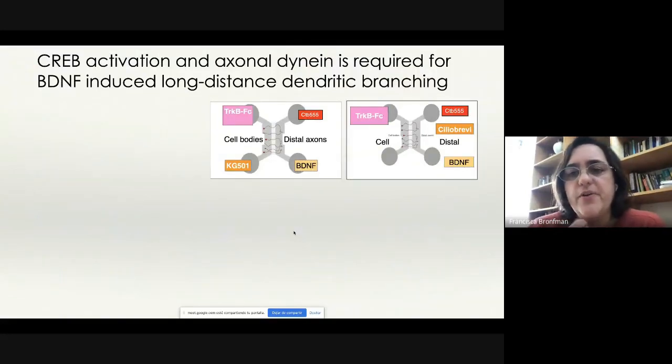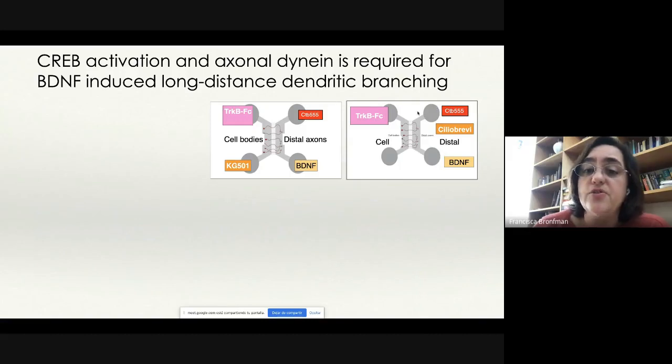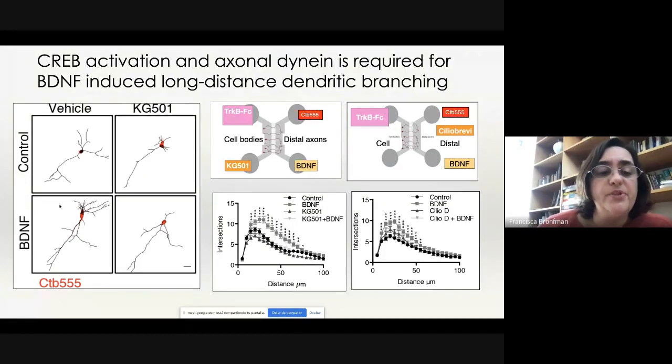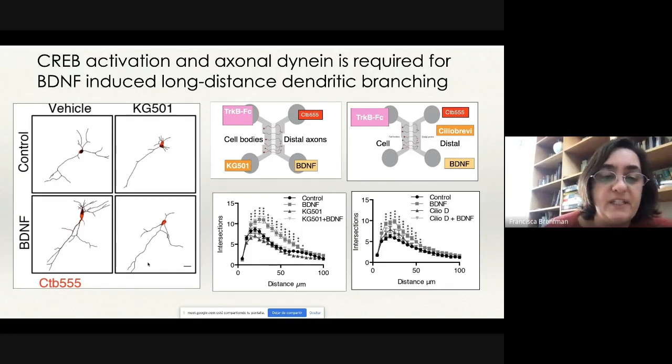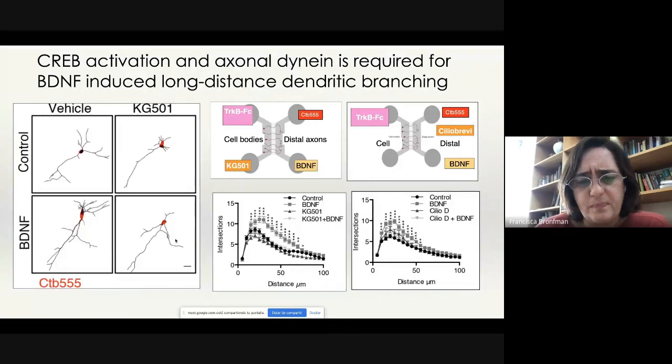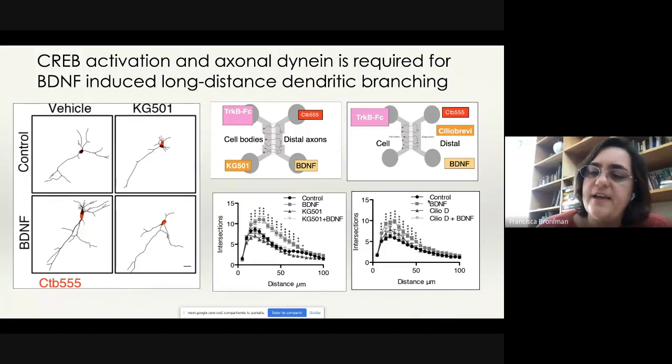So then we asked whether the inhibition of dynein in the axons or the inhibition of CREB in the cell body, with this drug that will reduce the binding of a coactivator of CREB, that is CBP, are able to diminish the dendritic morphology induced by BDNF in axons. And here I am showing you the result of the inhibition of CREB in the cell bodies when BDNF is added to axons. So here is the induction of dendrites by BDNF, and there is the diminution of dendritic morphology if CREB is reduced. And also, you can see here in this Sholl analysis, if ciliobrevin is added to axons, the effect of BDNF is reduced.